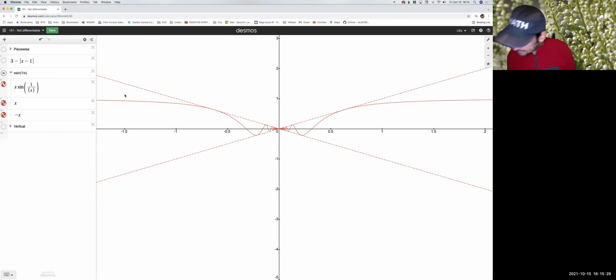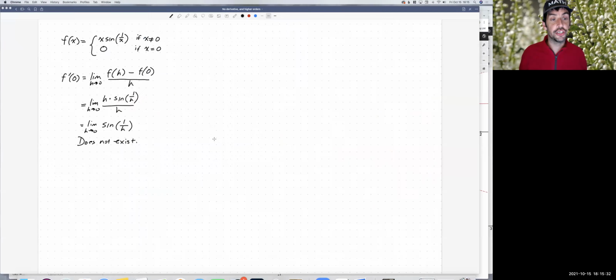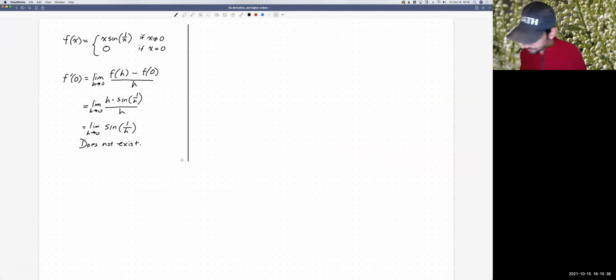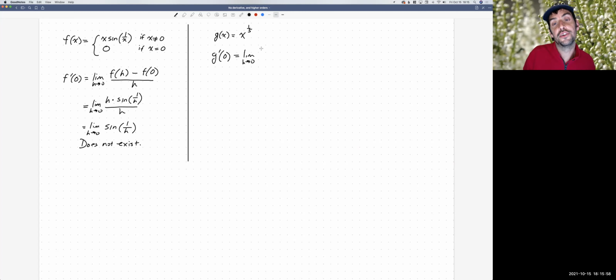Okay, let's talk about another function that fails to be differentiable, also at 0. Let's look at the function g of x. Let's do x to the 1/5. Let's do the same thing. Let's look algebraically and then see what's happening geometrically with a graph. So we're going to take the limit as h goes to 0 of g of 0 plus h, since we're taking the derivative at 0, but that's just going to be h, minus g of 0, all over h.